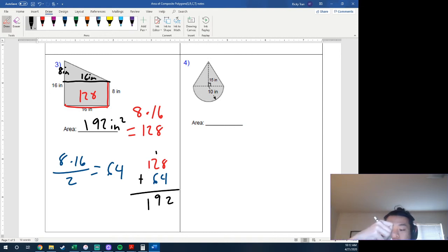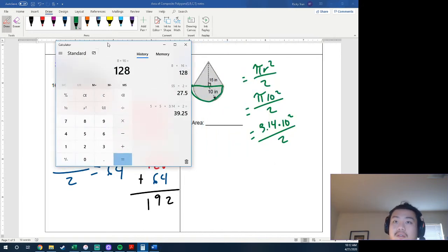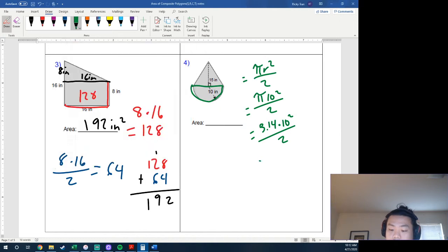So let's do the next one. Let's start with the semicircle. Again, it's pi r squared divided by 2, or pi times 10 squared divided by 2, or 3.14 times 10 squared divided by 2. So 10 times 10 times 3.14 divided by 2 is 157.